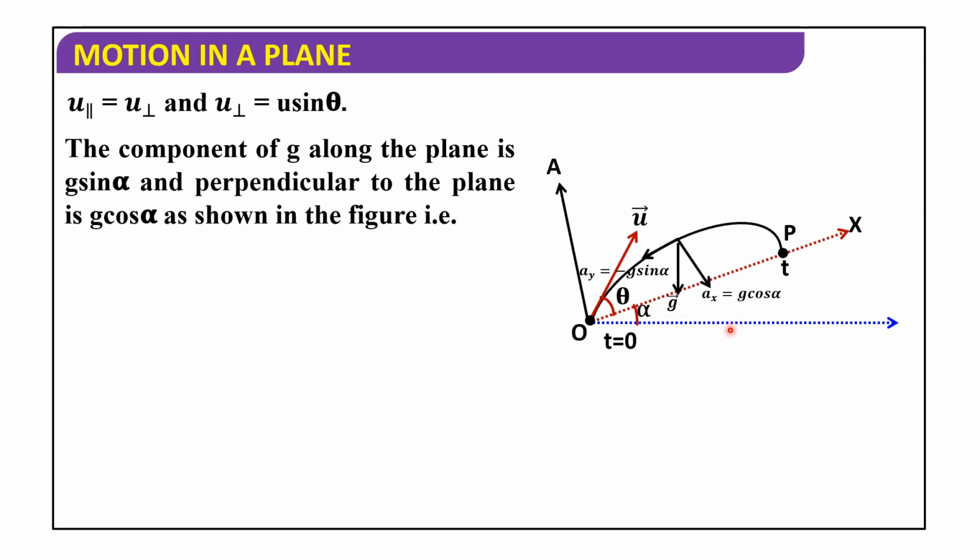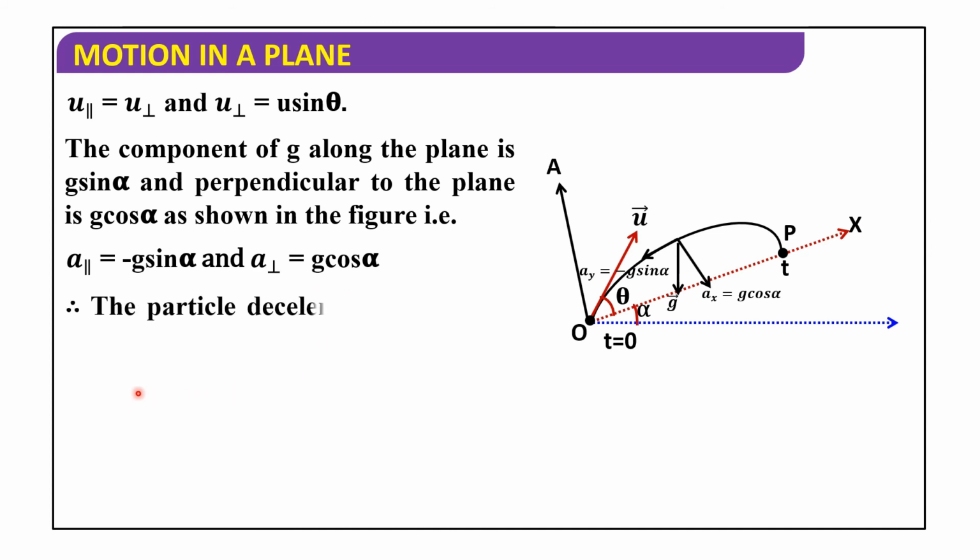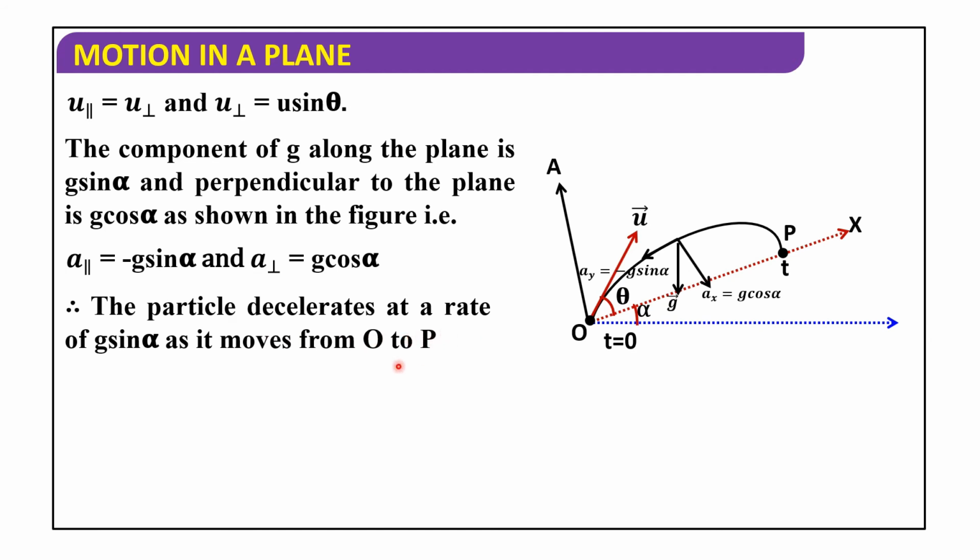So here g is divided into two components. One is along the plane, the other is perpendicular to the plane. Along the plane it is g sin alpha, and the other component, perpendicular to the plane, is g cos alpha. Now see, the parallel component is minus g sin alpha and the perpendicular is g cos alpha. Therefore the particle decelerates at a rate of g sin alpha as it moves from O to P. So that's why it is the negative direction.